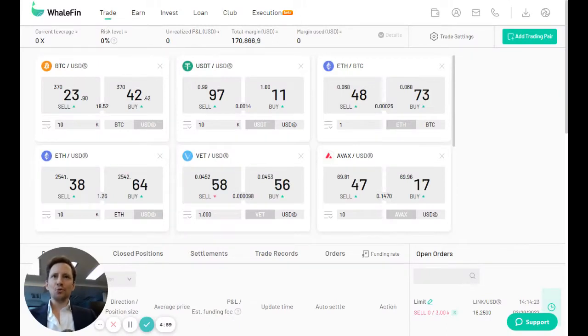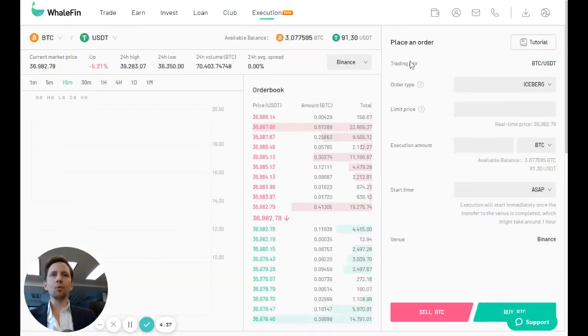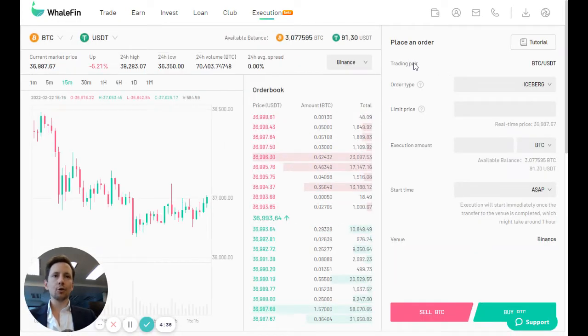My absolute favorite feature on the WhaleFin platform, and it's actually also available on the mobile app, is the execution capabilities. And we're going to go there in a second. So, right now, when you log in, you typically land on the spot trading GUI where you can actually buy and sell different cryptocurrencies. I invite you to go at the top of the page and a bit to the right to execution. And what that gives you access to is algorithmic orders, which are absolutely fantastic to use.